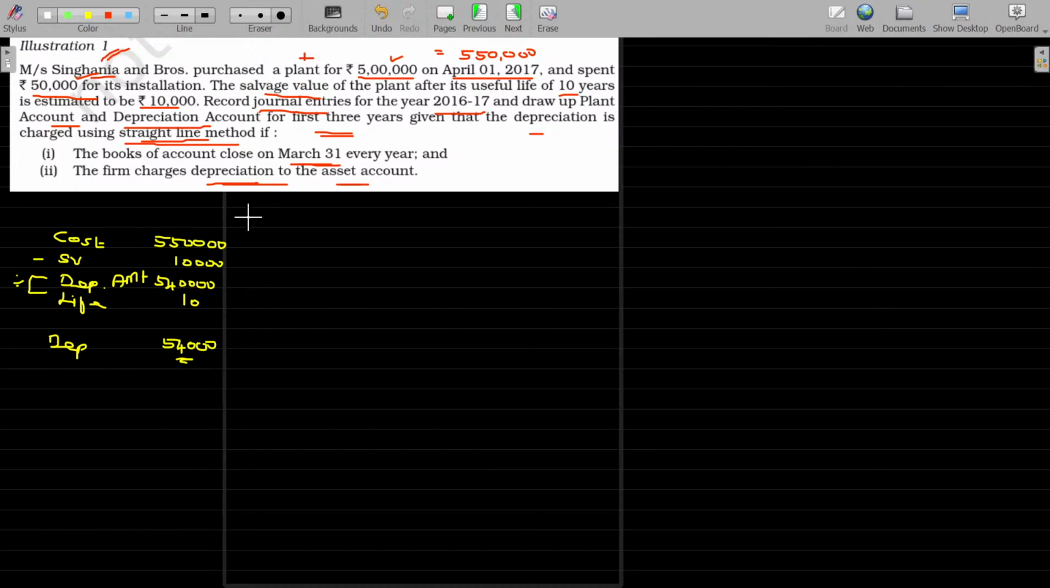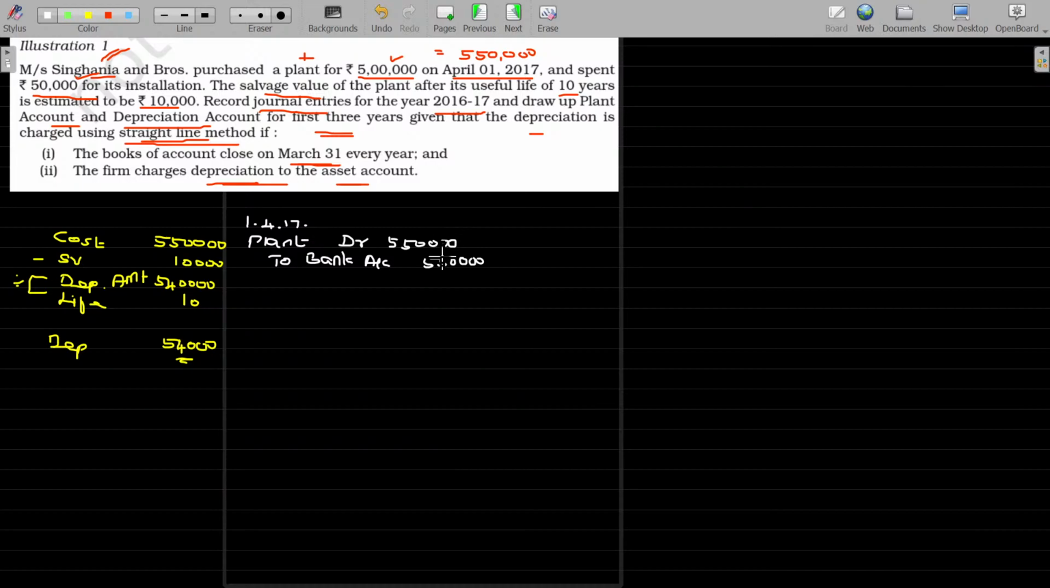On 1st April 2017, asset purchase, right? The entry for that, asset purchase. What asset is this? Plant. Okay. Plant account debit to bank or cash. You can interchangeably use this. Currently, we use bank account only. The amount paid for this purpose is 5,50,000.